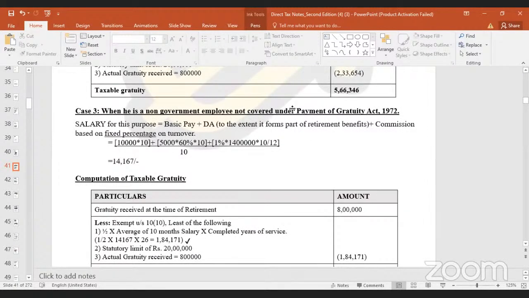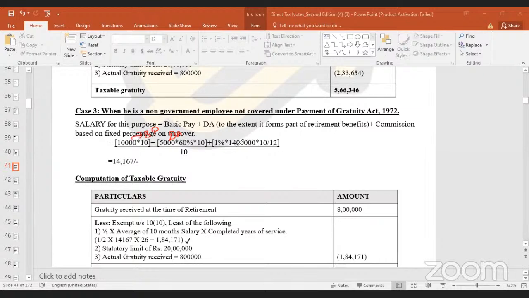So what is his basic pay? His basic pay is going to be, as we discussed, 10,000 into 10 months. What is the DA? It is going to be 5,000 into 60%. 5,000 here is going to be the DA. What is forming part of retirement benefits? Only 60% is forming part of retirement benefits, into how many months? 10 months.